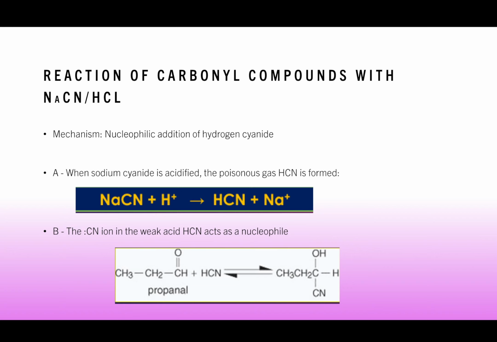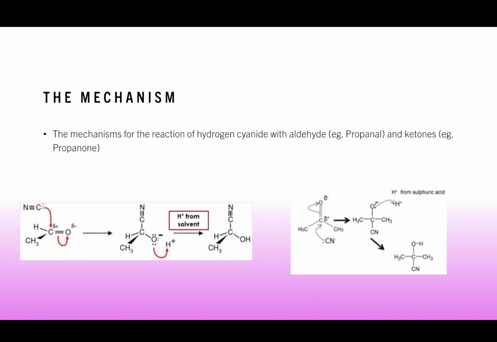So the cyanide ion is the weak acid, and hydrogen cyanide acts as a nucleophile in this case. So we have this type of reaction here, but how is this possible? We have to really describe how this is possible. This is possible through these reaction mechanisms: the reaction mechanisms for the reaction of hydrogen cyanide with an aldehyde, for example, propanol, and the ketones, which is propanone.